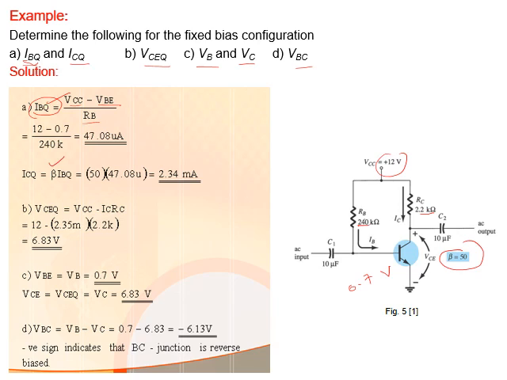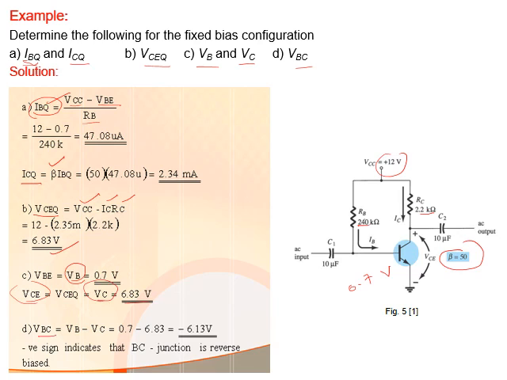Okay. Now I got IB. I substitute and multiply by beta to get ICQ. And VCEQ equals VCC minus IC RC, similar to the previous slide we discussed. We got V collector emitter. V base emitter equals V base because V emitter is 0. V collector emitter equals V collector because V emitter is 0.